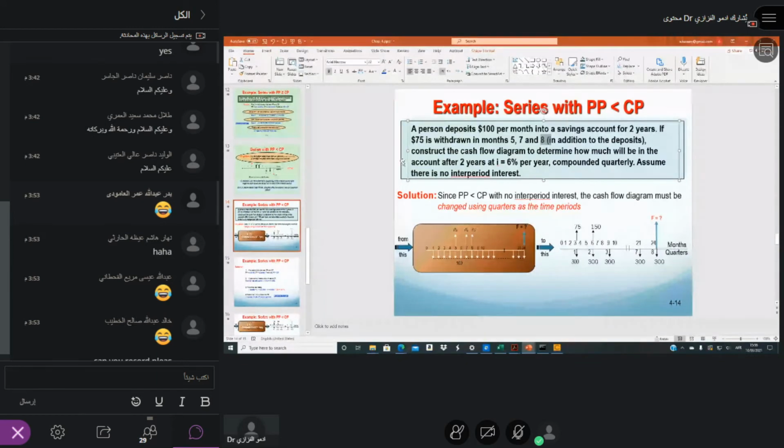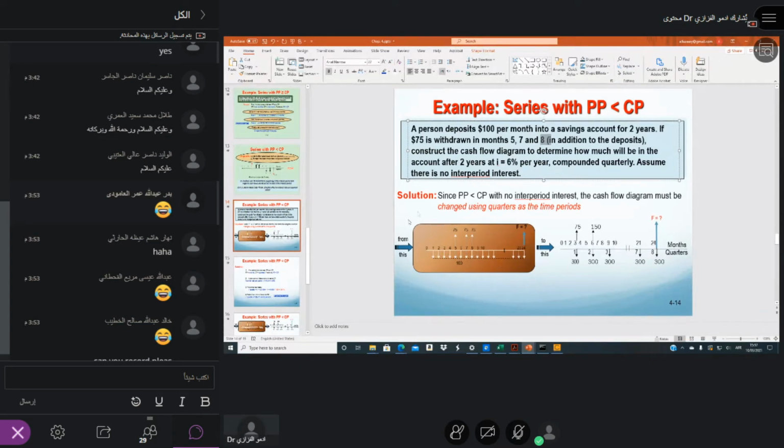They're asking you to construct the cash flow diagram, and to determine how much would be in the account after 2 years. So how much would be in the account after 2 years? That is the future total here, after 24 months, at the interest rate of 6% every year, compounded quarterly. So the compounding period now is quarterly. Assume that there is no interperiod interest. So this is the information that they gave.